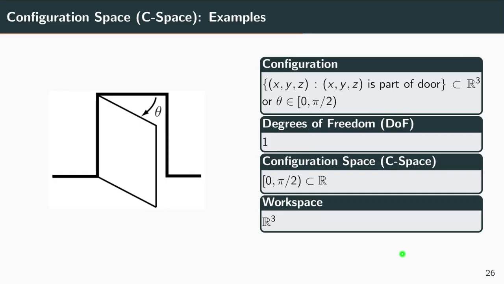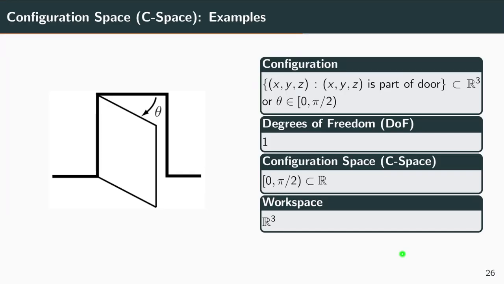What's important here is that the configuration doesn't need to be minimal. In principle, we could also have as configuration all the points that the door occupies, the volume that it occupies, and then the configuration would suddenly be 3-dimensional. But that doesn't change the degrees of freedom, because the degrees of freedom by definition is a minimum encoding. And typically one picks the minimum encoding for the configuration as well, because that saves memory. Just in terms of definition, we have the option here.